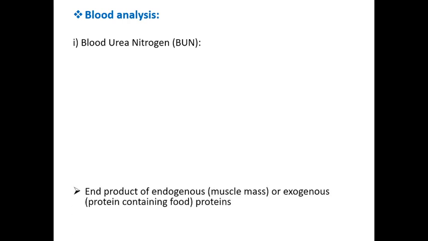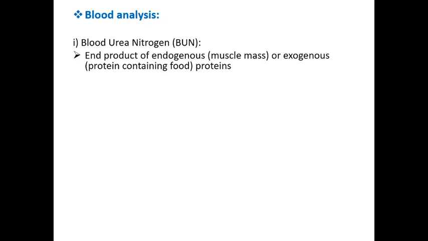So to get an idea about the kidney functions, the urine analysis alone is not enough. There are certain blood tests we need to do in order to get an idea about the kidney functions. So these are called blood analysis. So here are the tests which we do to get an idea about the renal function. So first thing is blood urea nitrogen.